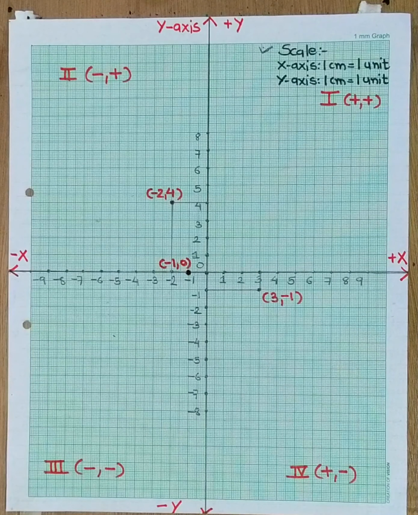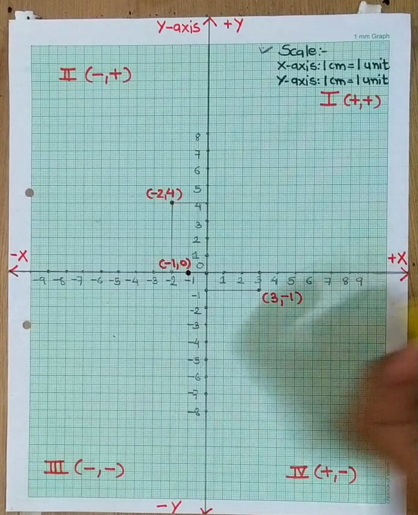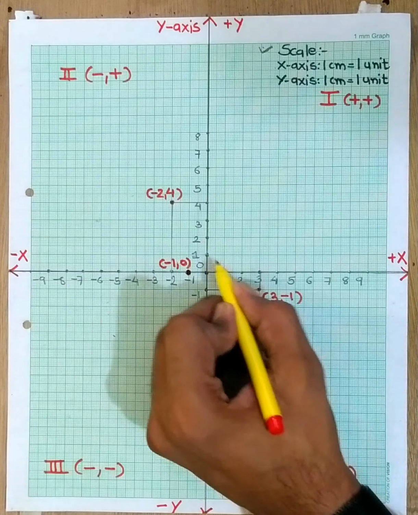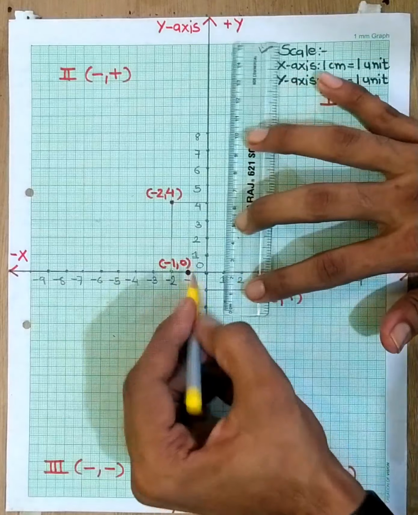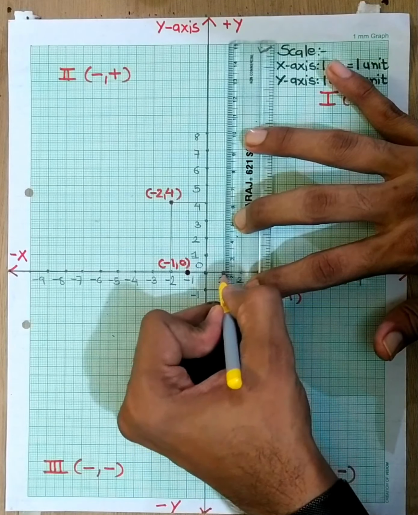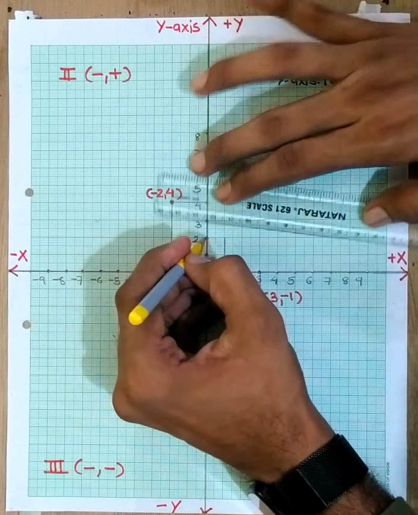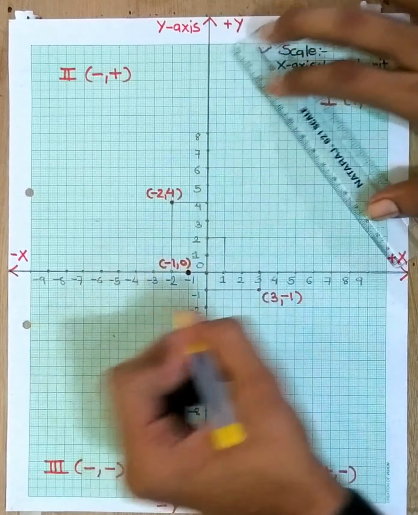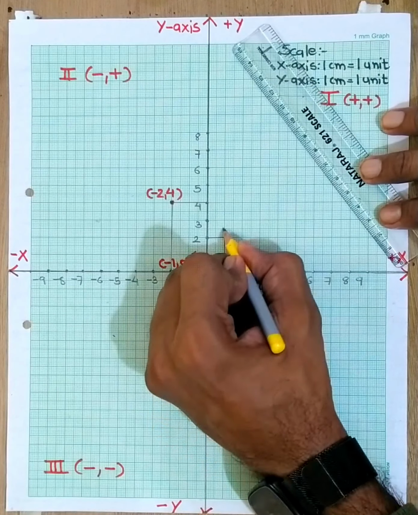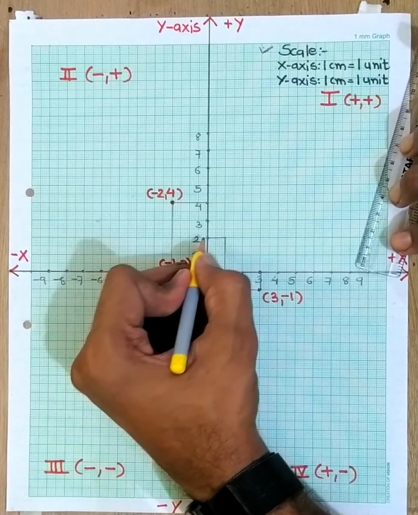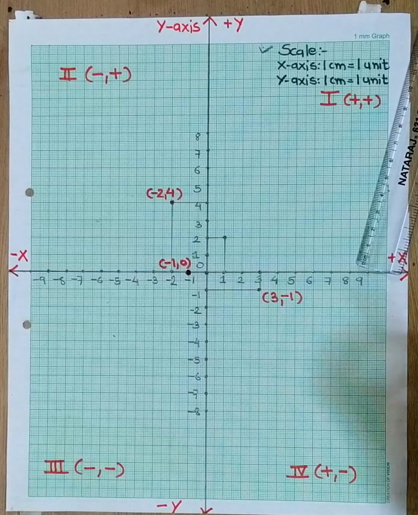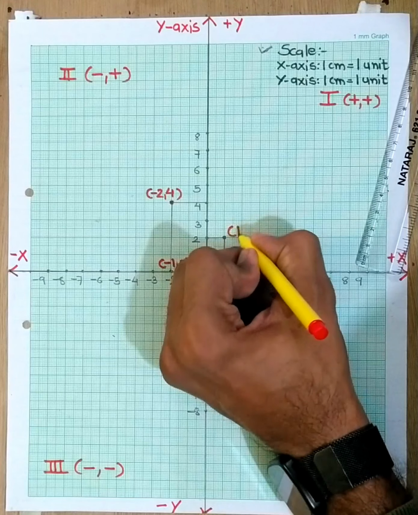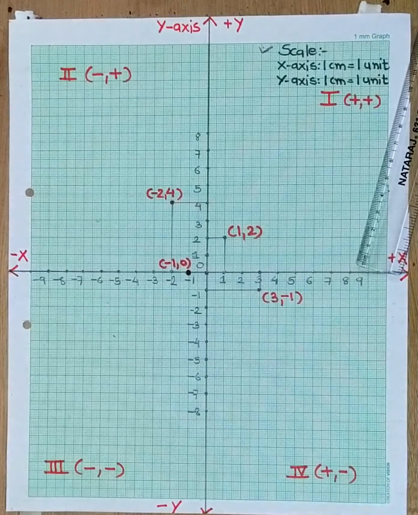Moving on to the fourth point. The fourth point is 1, 2. So +1 and +2. So if we draw perpendiculars, +1 and +2 will intersect over here. +1 from x we will draw perpendicular and +2 from y we will draw perpendicular. They intersect at this point. So this point is +1, 2, clear.